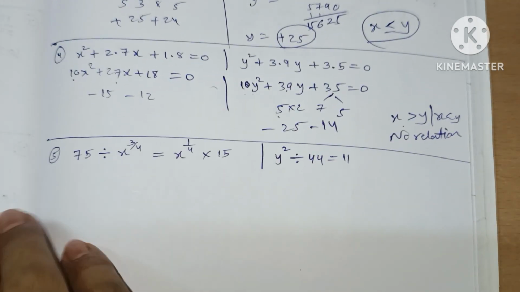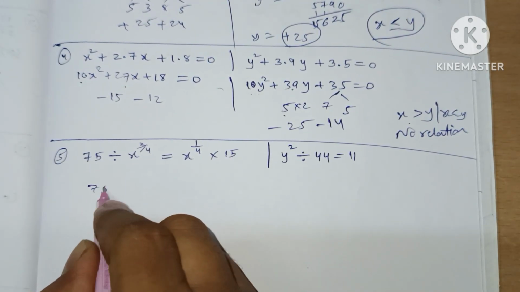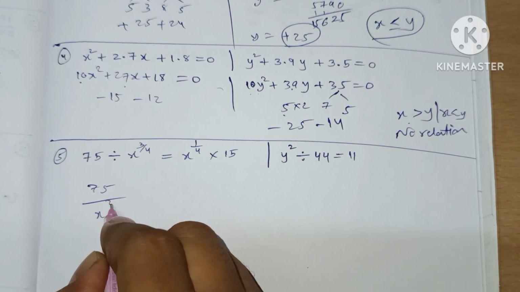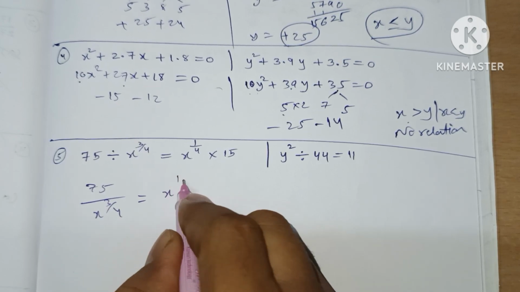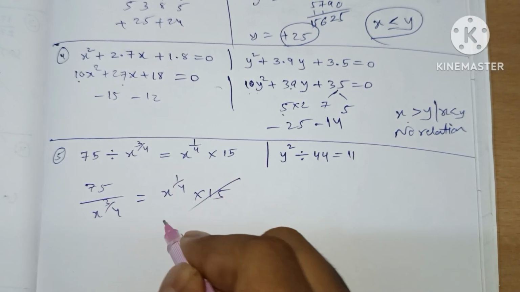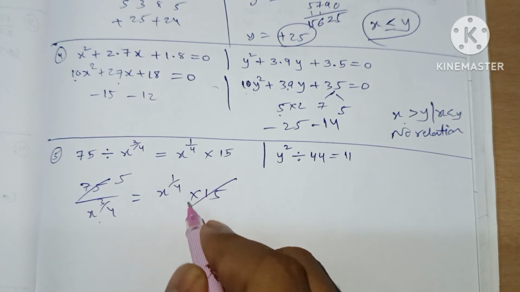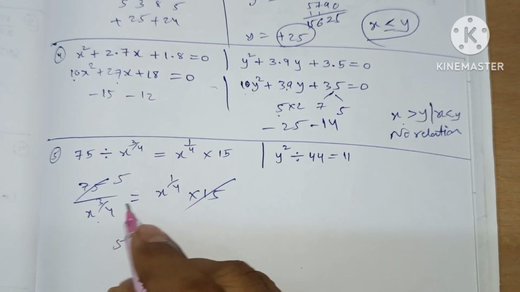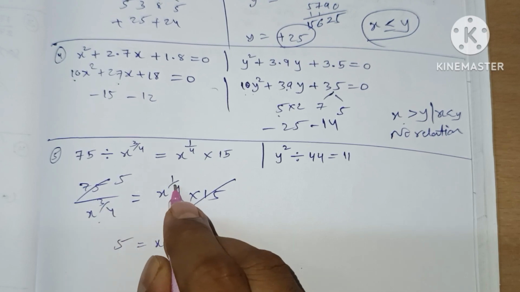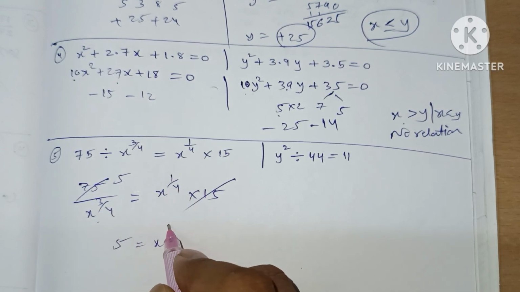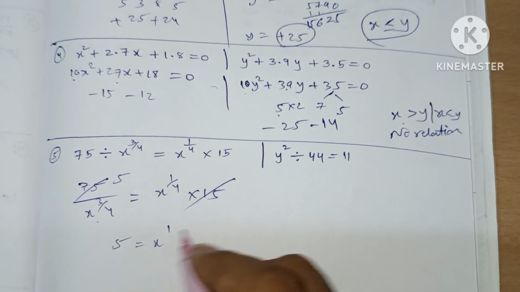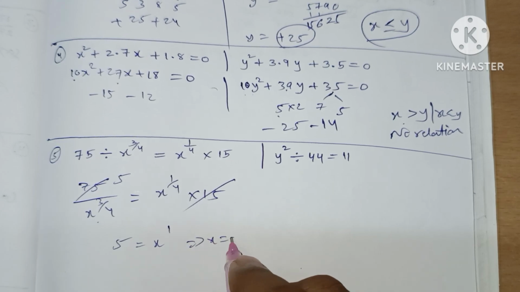Next, fifth question. 75 divided by x power 3 by 4 equals x power 1 by 4 into 15. 15, 5 times 75. This comes this side with into. So 5 equals x power 3 by 4 plus 1 by 4, which will be 4 by 4, means x power 1, which will be x value is equal to 5.